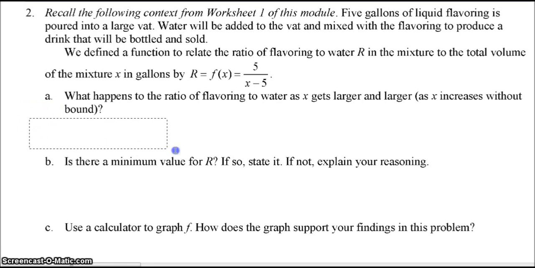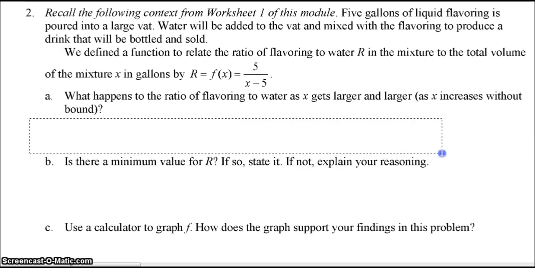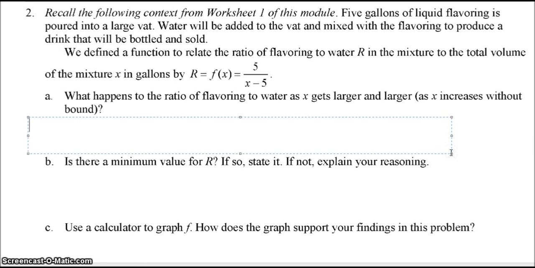So right away, I know the answer to this one is the ratio of the flavoring approaches 0. Think about this. As X gets larger and larger, we'll have like 5 over... if X equals 10, it'll be 5 over 5, which is 1. If X was 100, we'll have 5 over 95, which is a pretty small fraction.